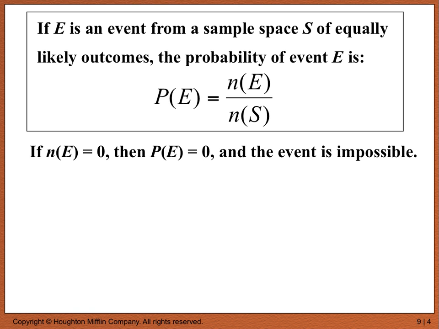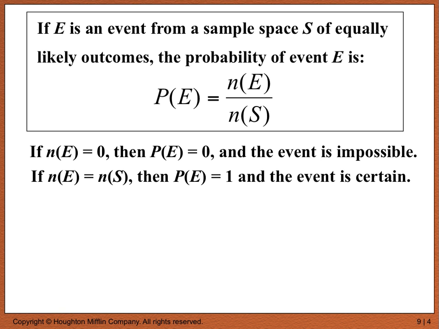So what do we mean by an impossible event? It means that it has a probability of 0. It simply cannot happen. If the number of outcomes in the event space is equal to the number of outcomes in the sample space, that is, if NE equals NS, then the probability of the event, P(E), is 1, and the event is certain. Okay, so a certain event has probability of 1, an impossible event has probability of 0.